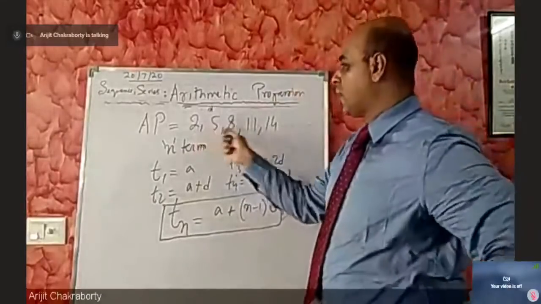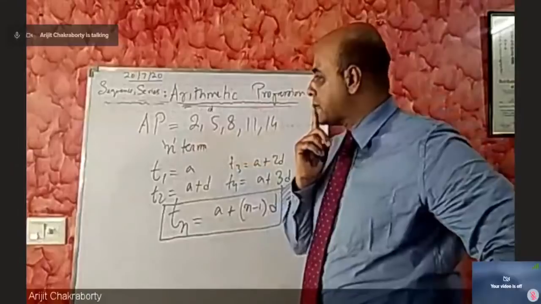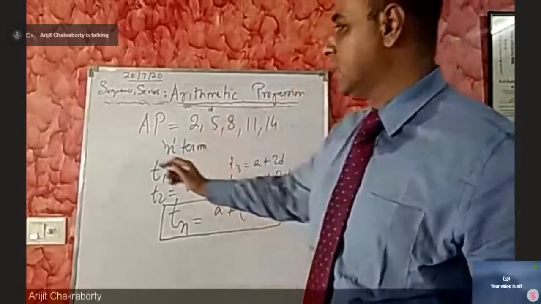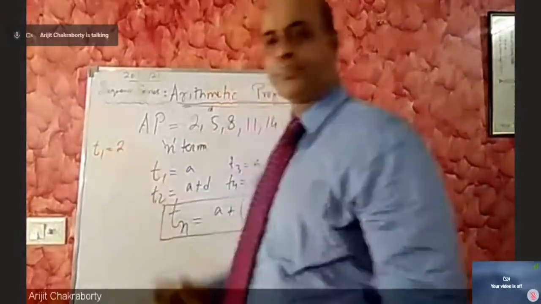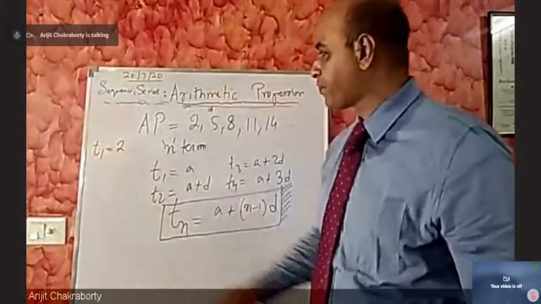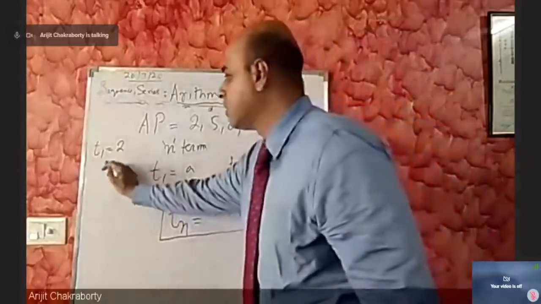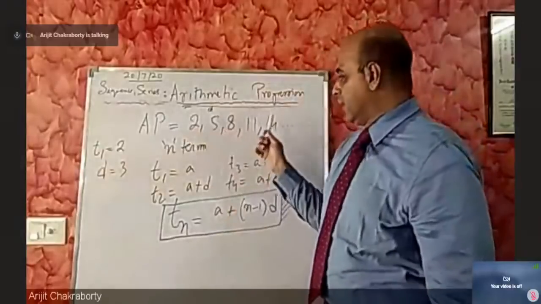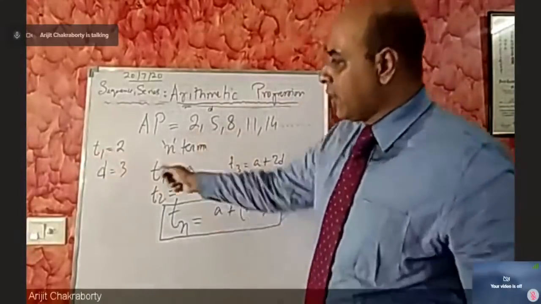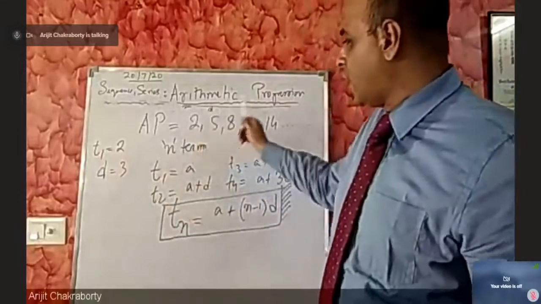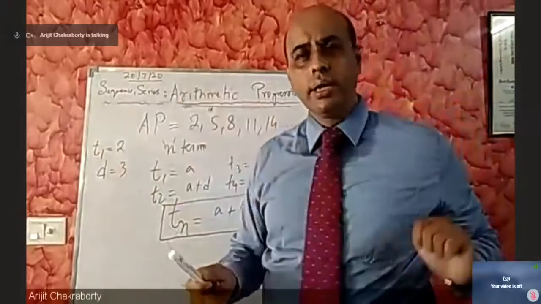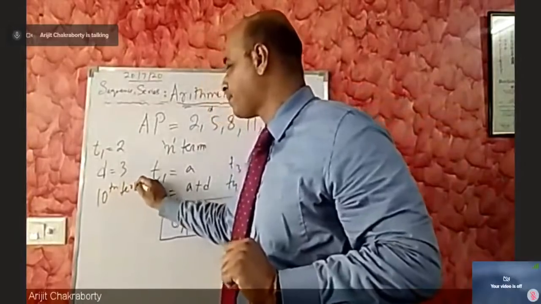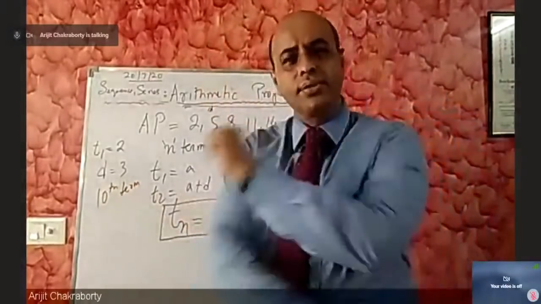So in this case, 2, 5, 8, 11 and 14. The first term is 2, so T1 is 2. What is the common difference? D is equal to 3. 5 minus 2 is 3, 8 minus 5 is 3, 11 minus 8 is 3. So if I ask you, in this series 2, 5, 8, 11, 14, and so on, can you find out the 10th term?